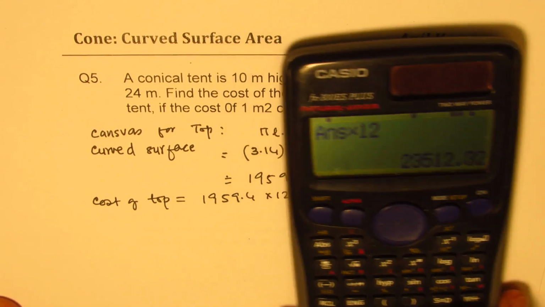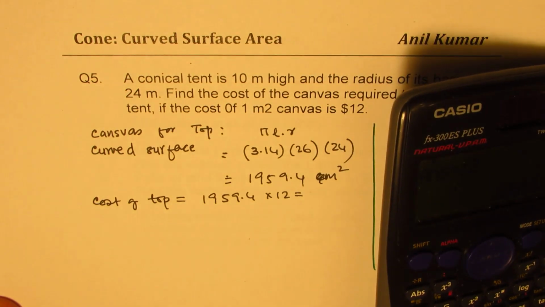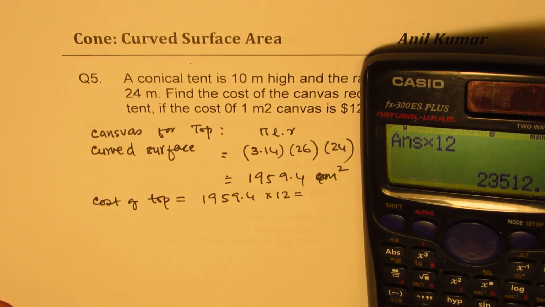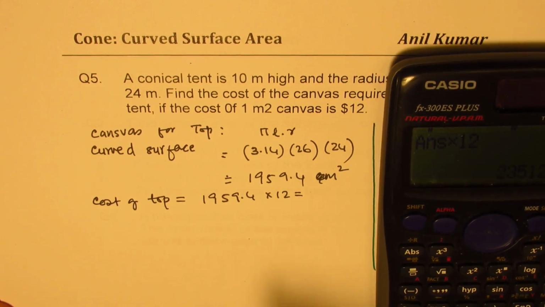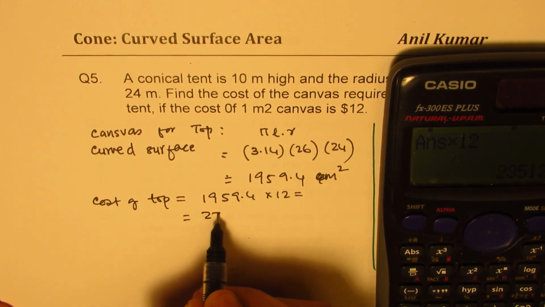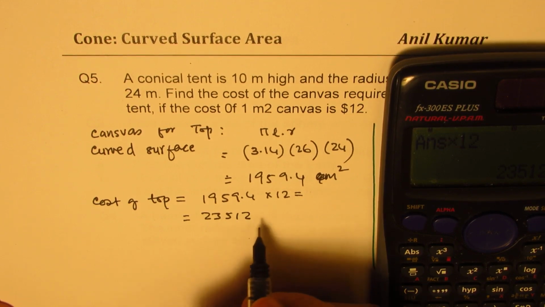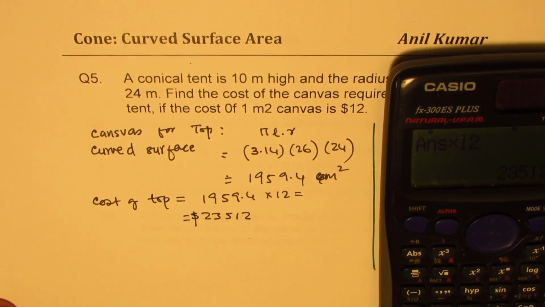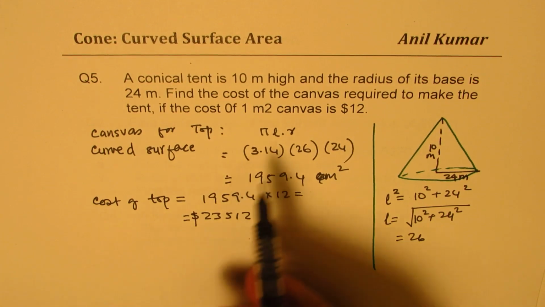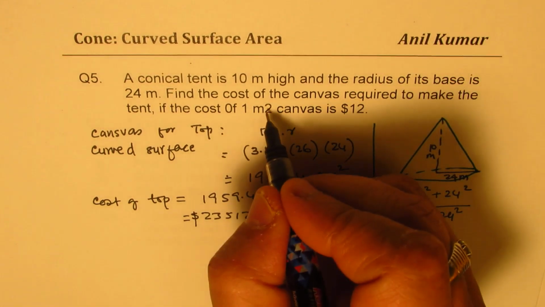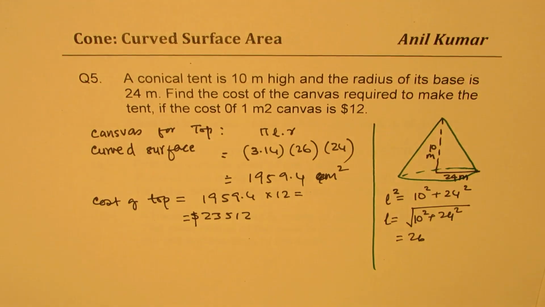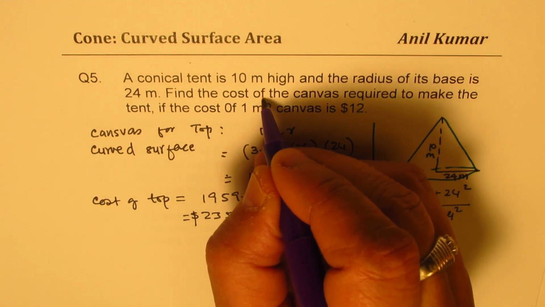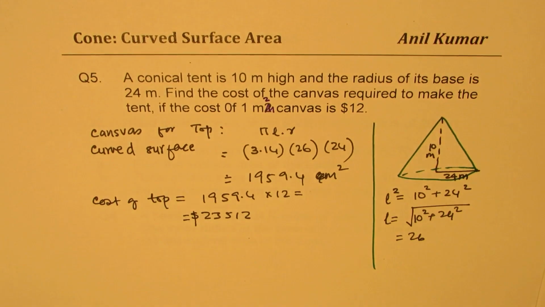So we get that as 23512 dollars. Okay, so that's very expensive. So it's $23,512, correct? So that's what you get from the given values, right? This is meter square, right? Let me rewrite this as 1 meter square. Okay, so for the given values, that is what you get, correct?